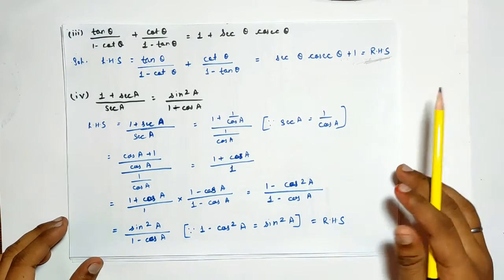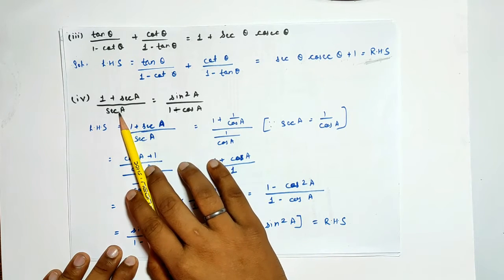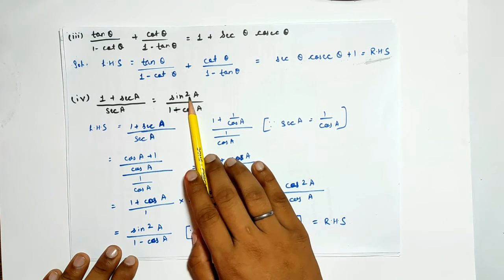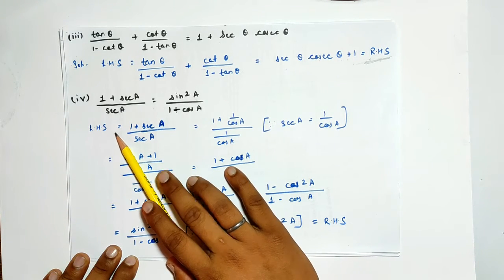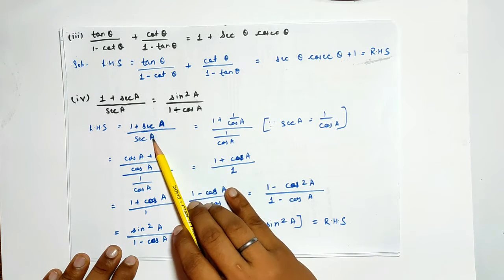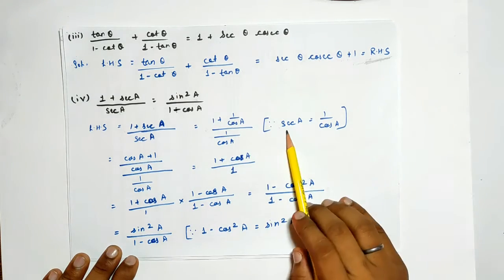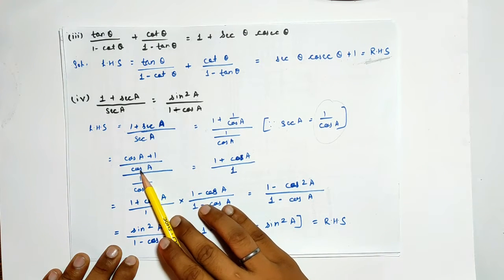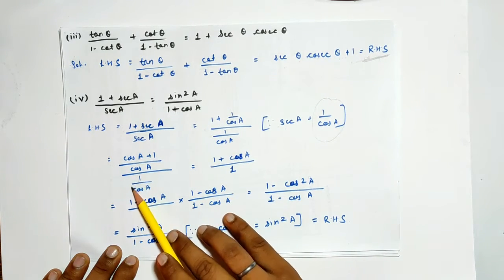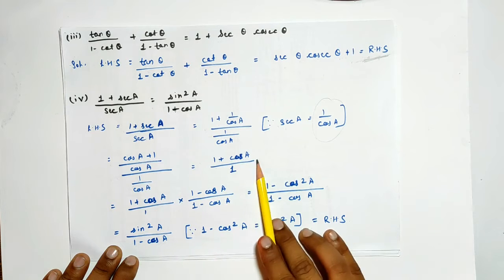So now let's come to the fourth part of the same question, question number 5. Fourth part is (1 plus sec a) upon sec a is equal to sin square a upon (1 minus cos a). So let's start the LHS part. It is equal to (1 plus sec a) upon sec a, which is equal to (1 plus 1 upon cos a) upon (1 upon cos a), because sec a is equal to 1 upon cos a, which is equal to (cos a plus 1 upon cos a) upon (1 upon cos a). After solving this we get (1 plus cos a) upon 1.